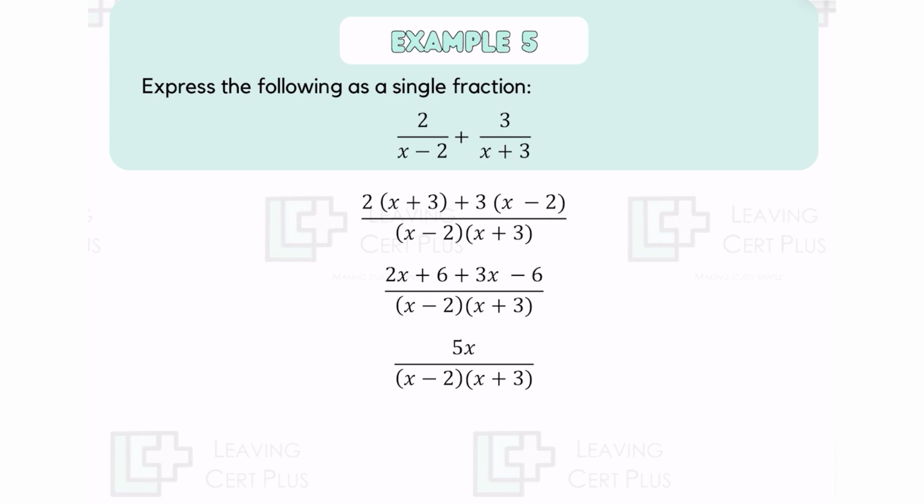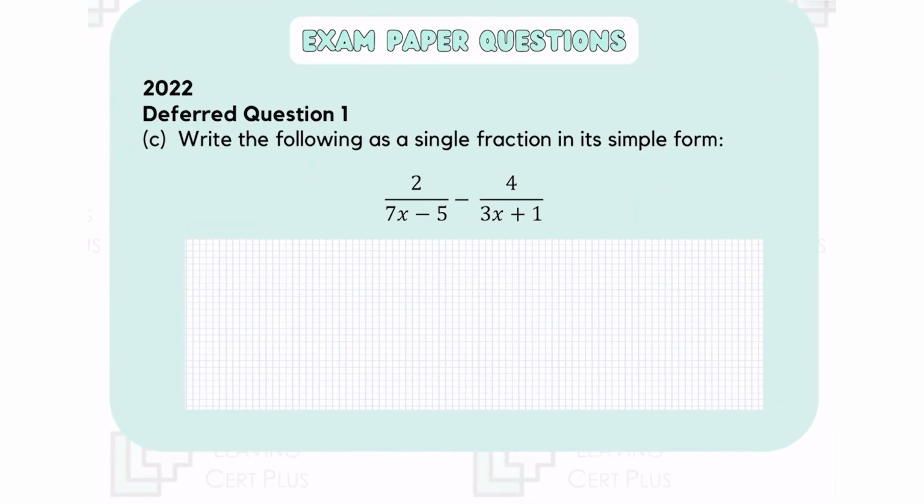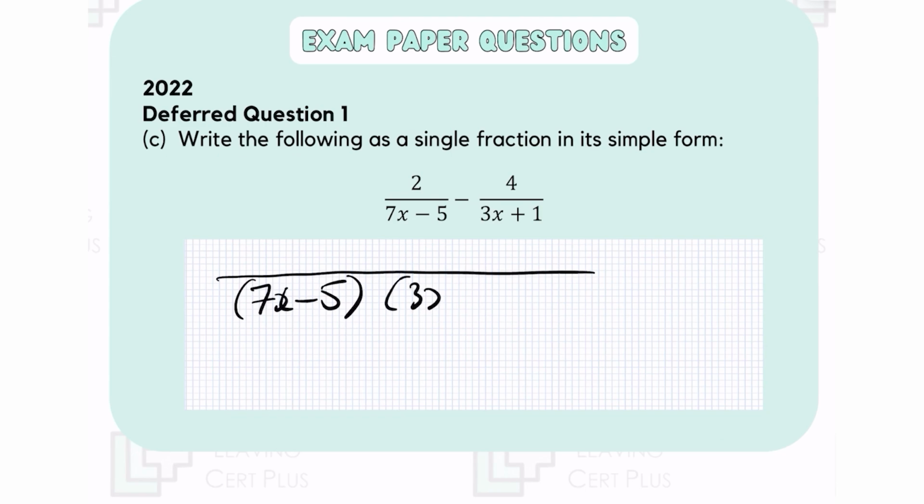But finally, to finish, I want to show you an exam paper question. This is from a deferred paper, but the method is still relevant. This is 2022 deferred question 1, part C. So what are we going to do? The first thing we would have concentrated on is getting the two denominators written down as our common denominator, which is 7x minus 5 times 3x plus 1.